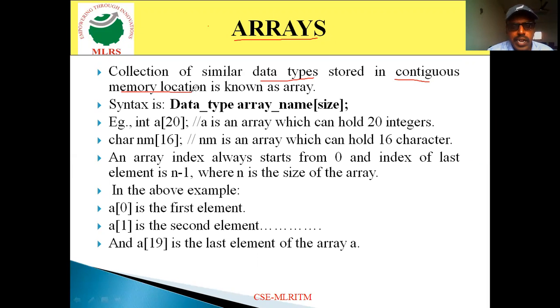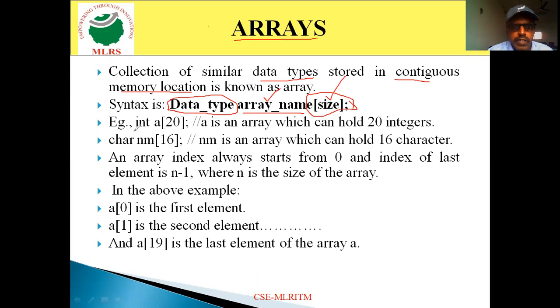Now, how do we declare an array? An array can be declared by specifying a data type, whatever the data type may be, then the array name, and at last the size, followed by a semicolon. This size specifies how many elements or values you want to store in this particular array.